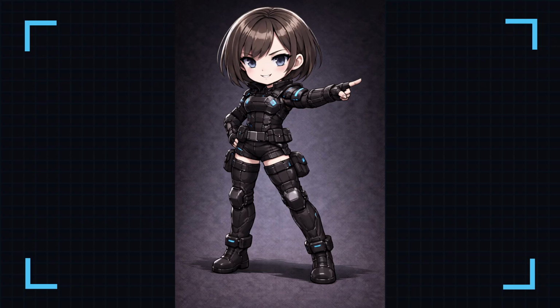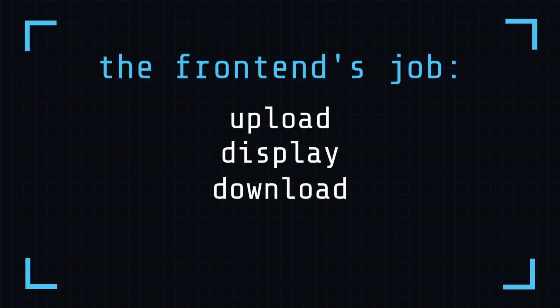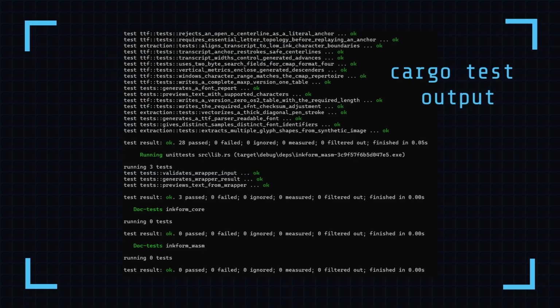So every decision about how a letter gets its shape, how strokes get read from a photo, how the font binary gets its bytes, all of that lives in Rust. The front-end's job is upload, display, and download. That separation is also what makes the core crate independently testable without the browser at all.